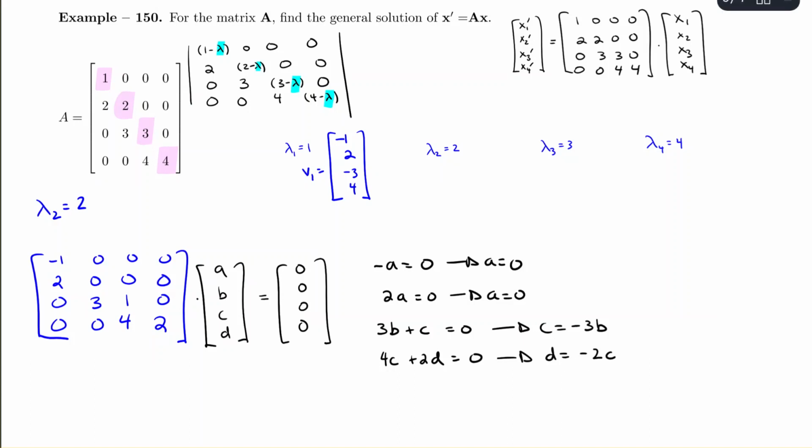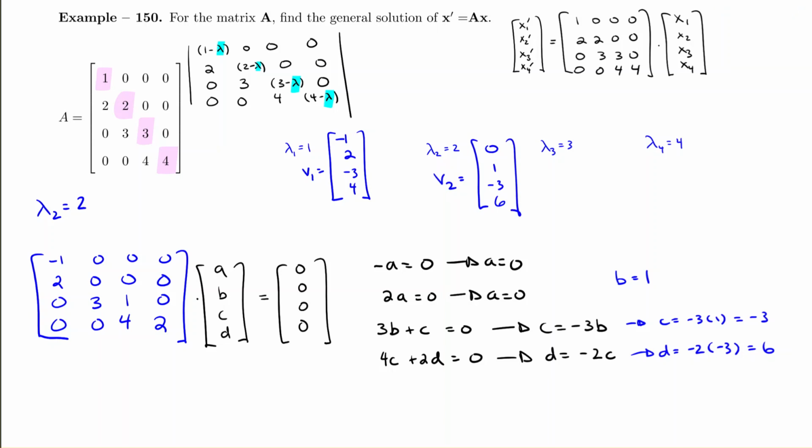So for instance, what if we let b equal 1? Then that tells us c must be negative 3 times 1, or negative 3. Now if c is negative 3, we know that d is negative 2 times negative 3, which is positive 6. So that would give me the eigenvector v sub 2. A is 0, b is 1, c is negative 3, d is positive 6.